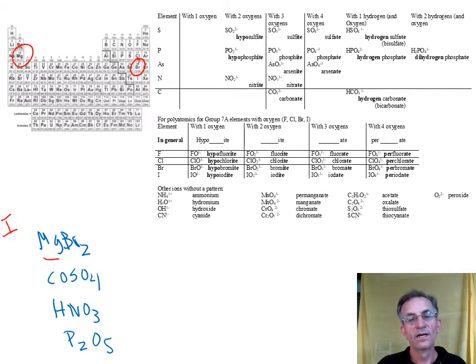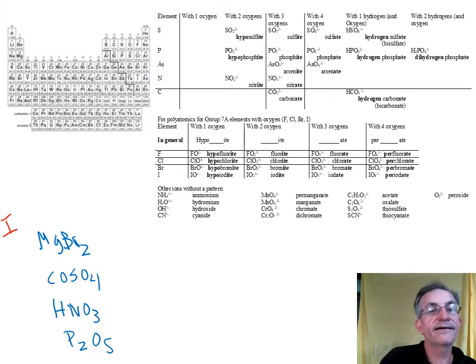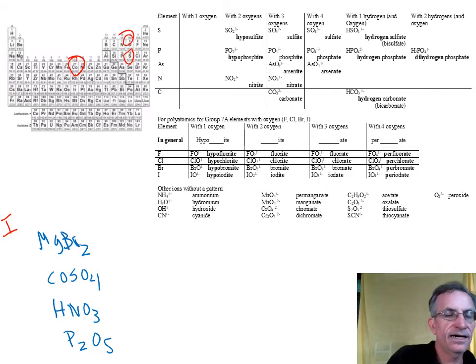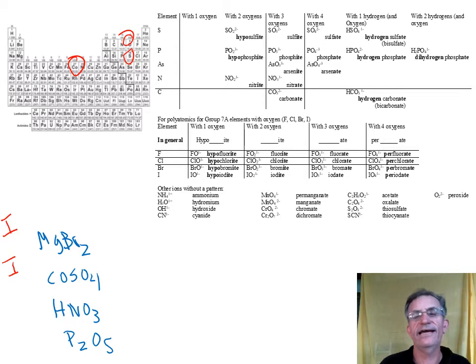All right. Now, for our next example, CoSO4. Co is right here. It's a metal. And SO4 is actually a few nonmetals. So it's sulfur and oxygen, right? So we got metals and nonmetals. Metals and nonmetals, ionic. All right.